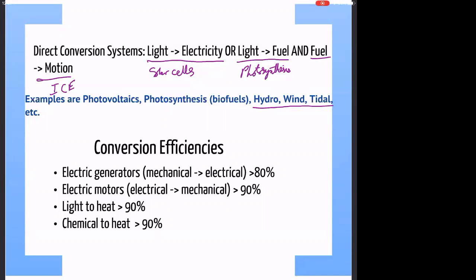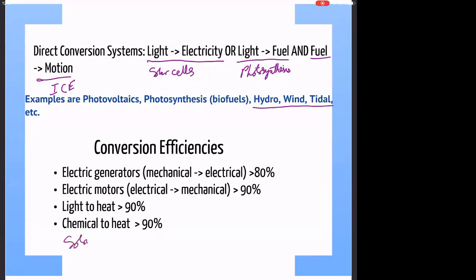Now, the characteristic of a heat engine is that it is taking in energy from something, whether it's sunlight or chemical fuel, nuclear reactions, whatever, and is doing some work on something. Okay, so there is an efficiency associated with it. In other words, how much work is actually produced relative to the amount of energy that came into the system. And this is very important, as you can imagine, and they vary quite widely. For electric generators, which is going from mechanical to electrical, is about 80%, electric motors, 90%, light to heat, 90%, chemical to heat, 90%.